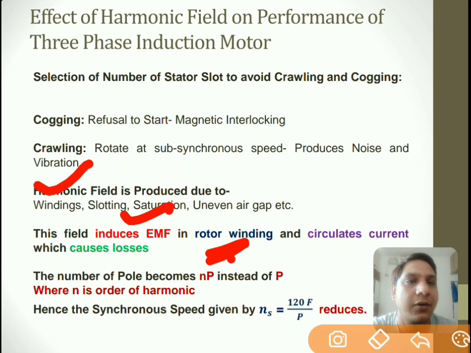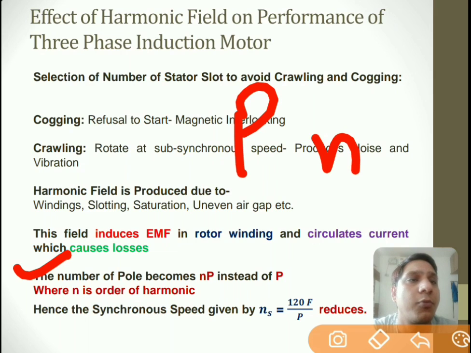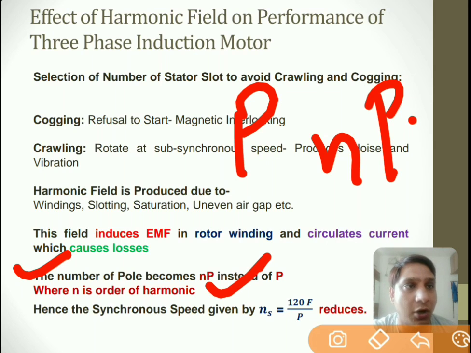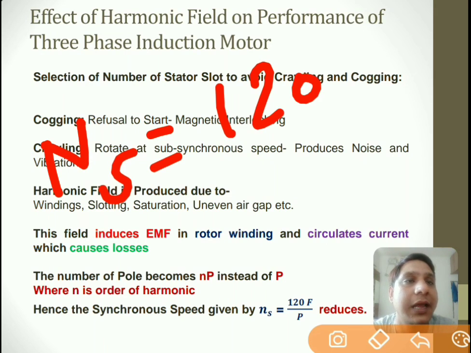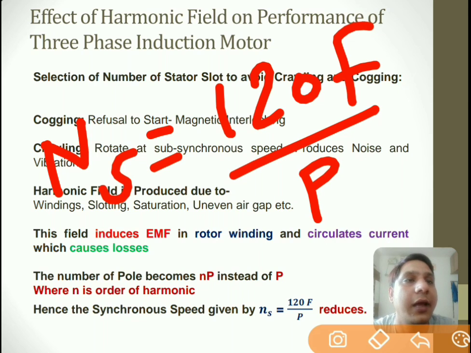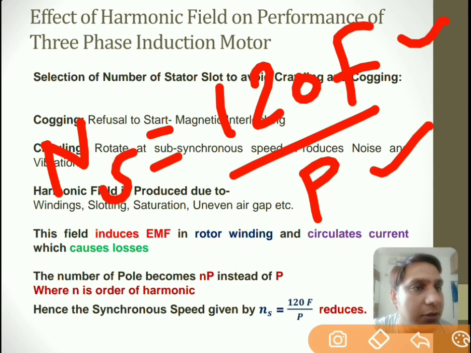losses. And another effect, if you think of the number of poles, instead of P number of poles, the number of poles becomes NP, where N is the order of harmonic, say first order, third order, seventh order harmonic. Likewise, the number of poles in the motor will increase. What happens if the number of poles increases? We need to think of the synchronous speed NS, which is given by simply 120 F by P, where F is frequency, P is number of poles. As rightly we said, the number of poles is increasing.